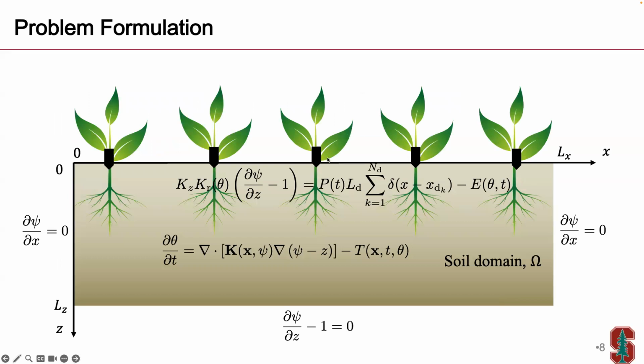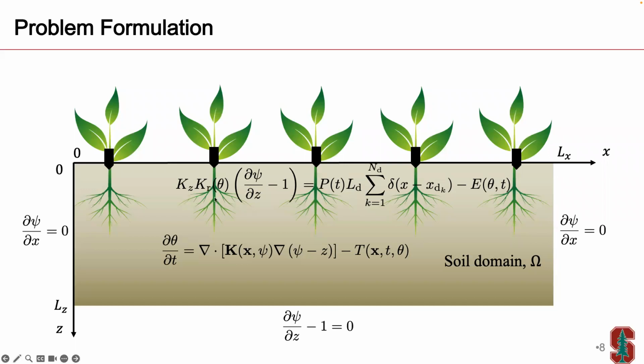So I simulated the water infiltration in a two-dimensional soil domain. We consider rows of plants, and here these black arrows are the dripping devices, and I consider 5 plants in the domain. And the volumetric water content, theta, and the pressure head, phi, in this domain can be predicted by this two-dimensional Richards equation. And K is the unsaturated hydraulic conductivity.